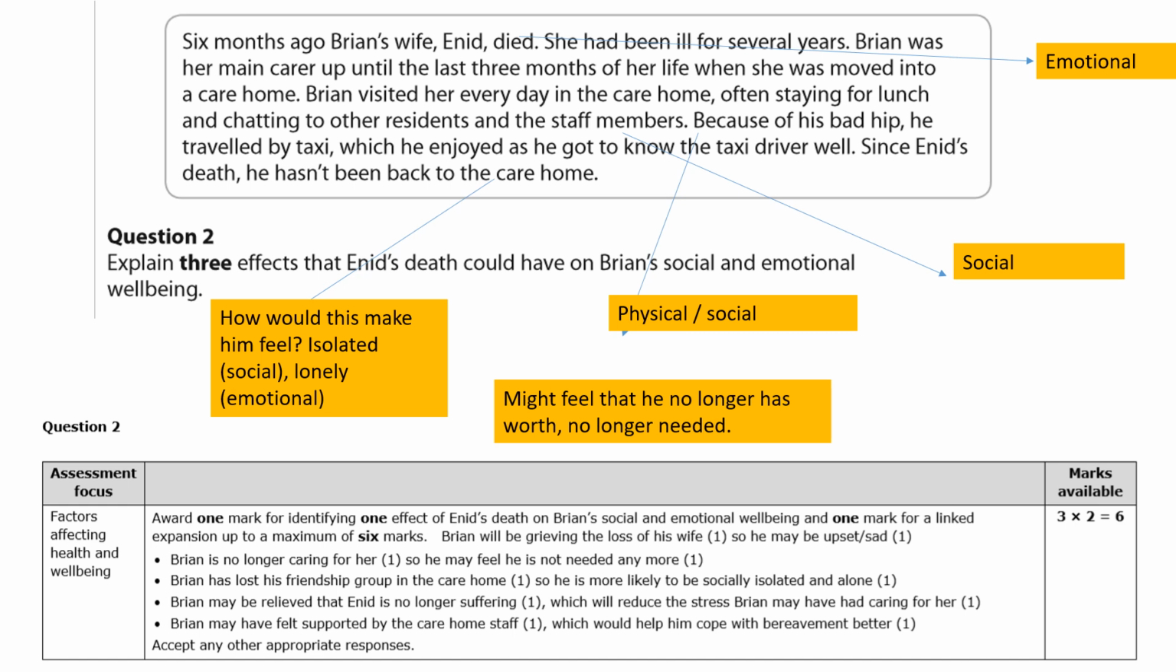Prior to answering this question, it is important that you read through, and you might even want to highlight in a different colour highlighter the social and emotional, so it reminds you to stick to those and not go off on a tangent. Brian may be relieved that Enid is no longer suffering, which will reduce the stress Brian may have had for caring for her. So that's taken another look on this question. Brian may have felt supported by the care home staff, which would help him cope with bereavement better. So it's a more positive outlook.